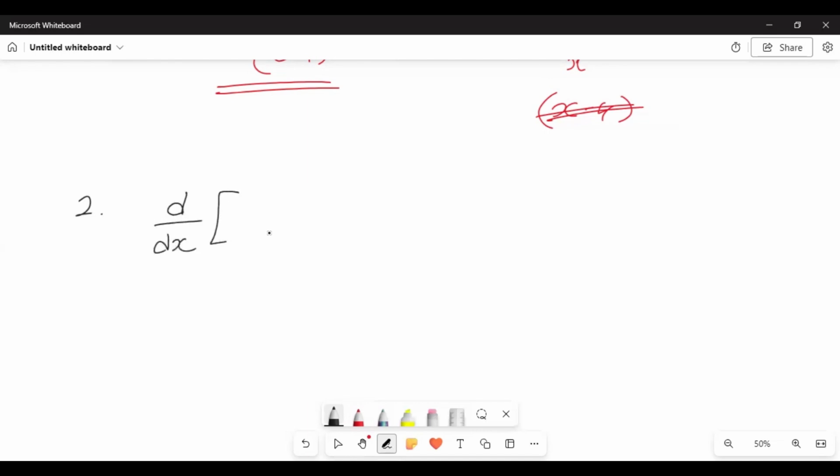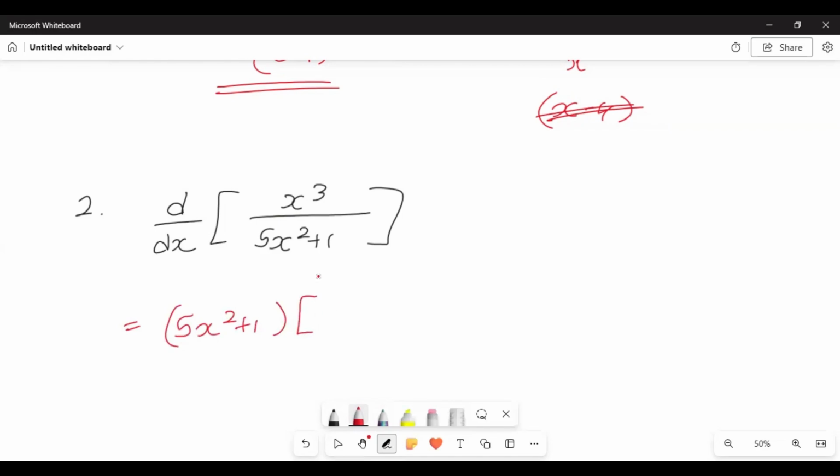d over dx of x to the power of 3 divided by 5x to the power of 2 plus 1. So for that, the answer is going to be 5x to the power of 2 plus 1 times differentiating x to the power of 3, so that's going to be 3 times x to the power of 2, minus x to the power of 3 times 10 times x plus 0. You don't need to write the 0. So that's going to be like this.